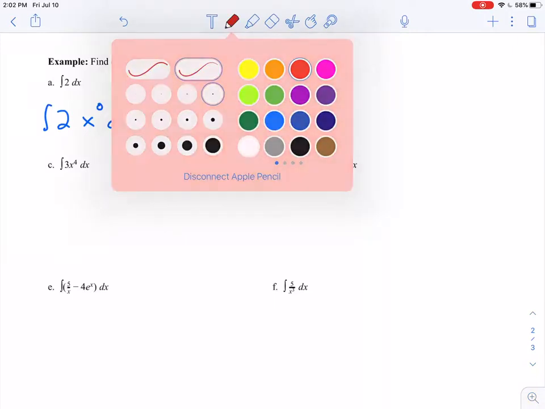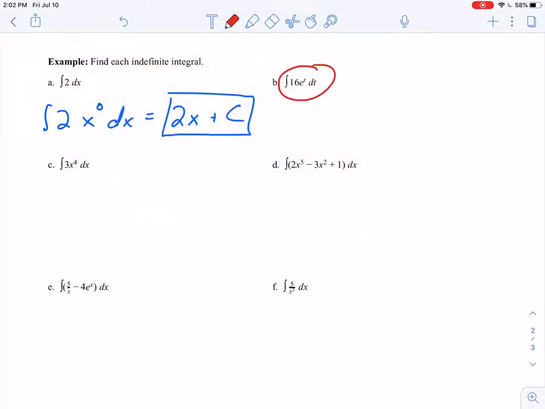All right, next I have the integral of 16 e to the t dt. This one's different for a couple of reasons. First of all, we're integrating with respect to t, but that's really not a big deal. That just means we're using t in place of x. All of the same rules apply to these types of integrals. The other big difference is the 16 right here. I know how to take the derivative of e to the t or e to the x, but I don't know what to do with this 16.